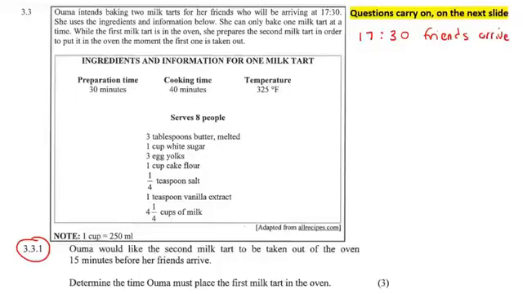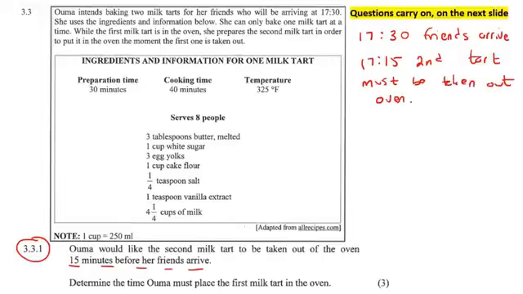So Omer would like the second milk tart to be taken out of the oven 15 minutes before her friends arrive. So the second milk tart, let's be more specific here. Let's say 17:15. So 15 minutes before that, the second tart must be finished. Must be taken out of the oven. Okay, cool.